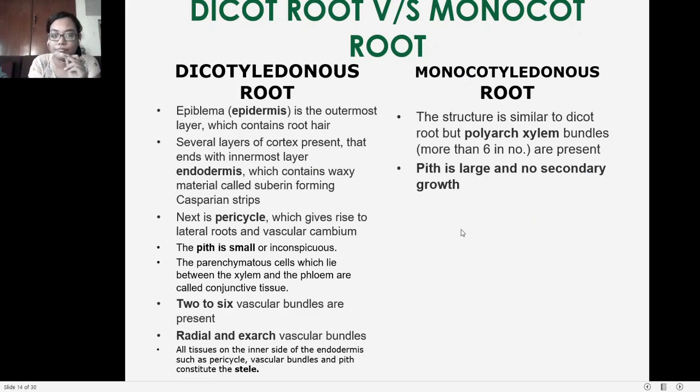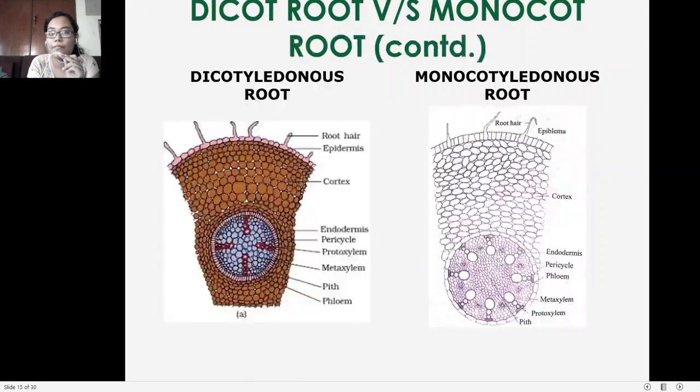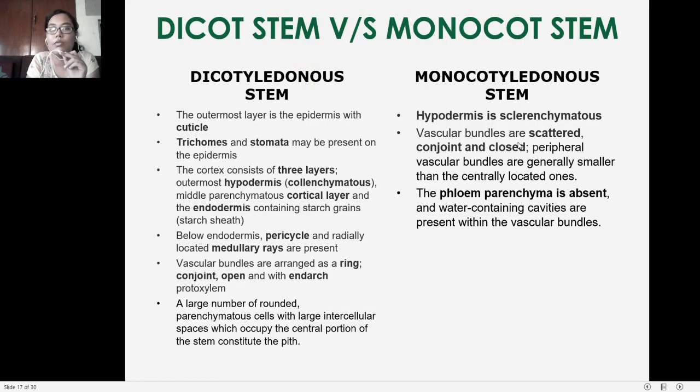Okay, now here we have given a few examples for your better understanding. So dicot roots are found in banyan tree roots, roots of garden pea. Monocot roots are found in maize, orchids, etc. Now let's come to the stem, dicot stem versus monocot stem.